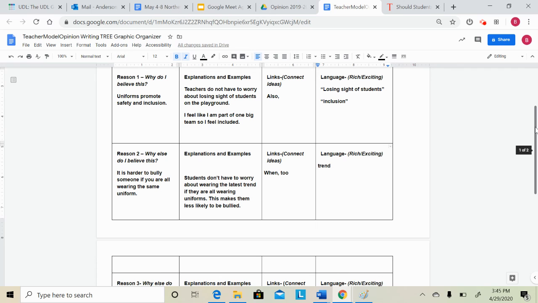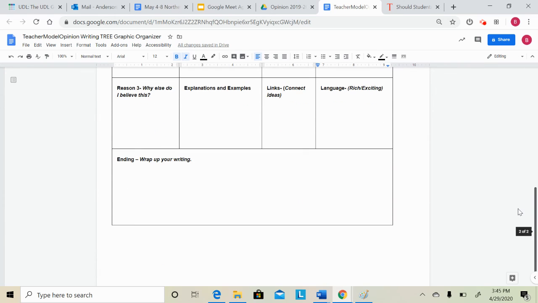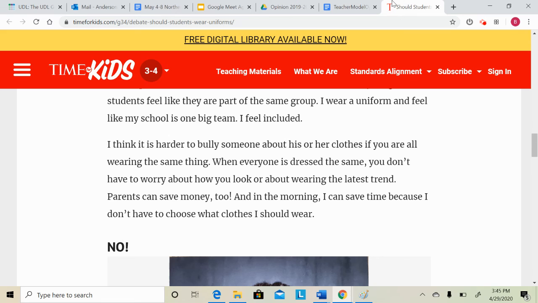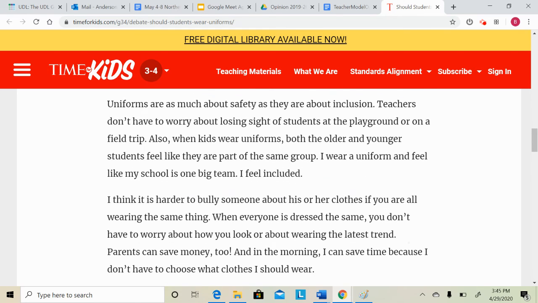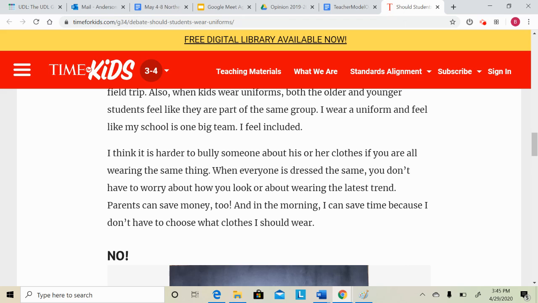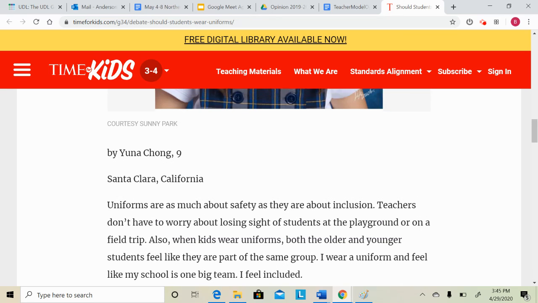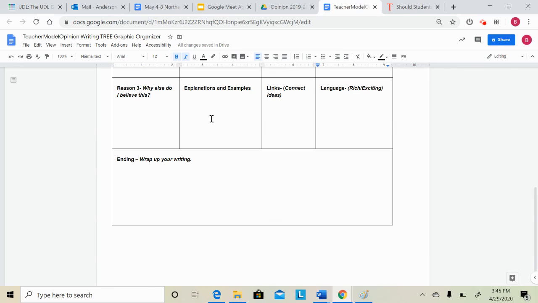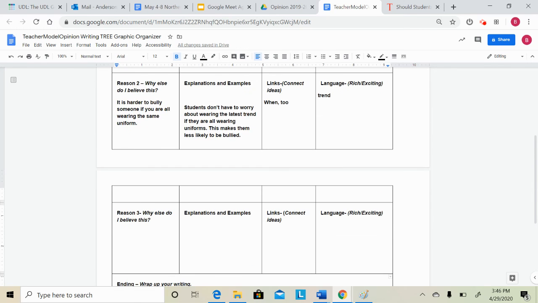Okay, so we have reasons, examples, links. We're going to skip reason 3 for now, and let's see if Yuna wraps up her writing. She kind of just ends it there. She doesn't really have an ending. So that could be a suggestion for the future for Yuna to go in and put in a wrap-up sentence. If I was going to write a wrap-up sentence for Yuna for her reading and help her out, I might say something like, "These are the reasons why students should wear uniforms." Ties it back to my original idea and wraps it up.